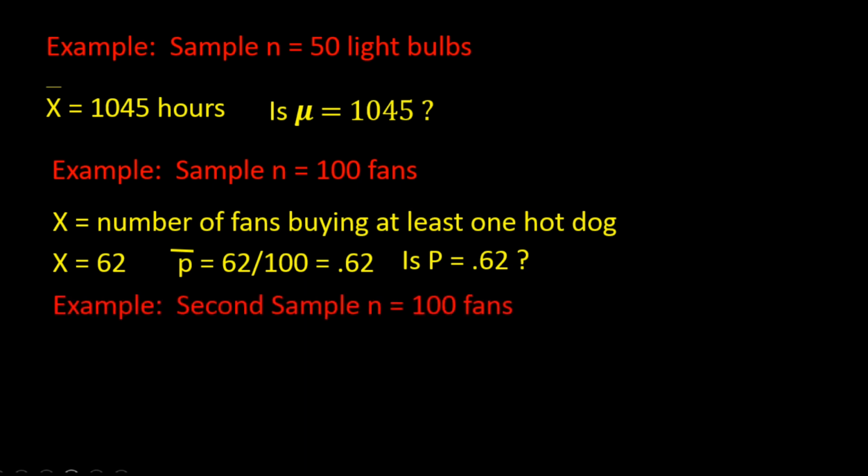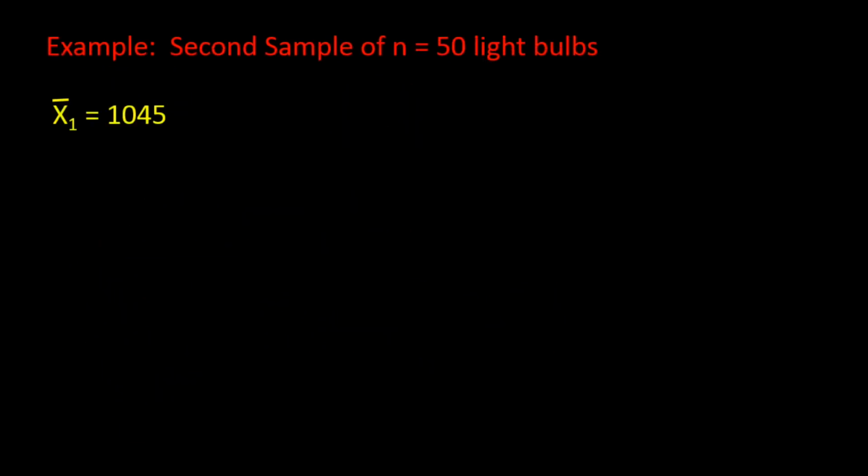Now let's say we take another sample of 100 stadium fans, and this time 59 fans say they bought a hot dog. Now the sample proportion is 0.59. In fact, every time we take a sample of n equal 100, we can expect to get a slightly different sample proportion as a result. The same is true for our light bulb example.